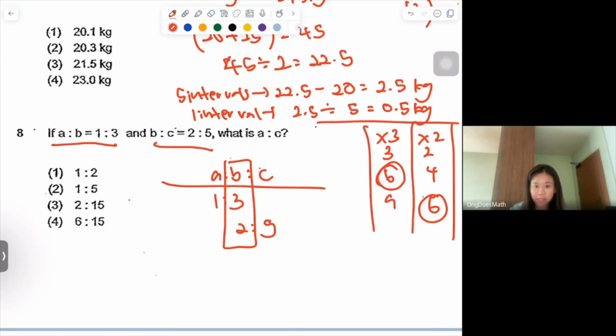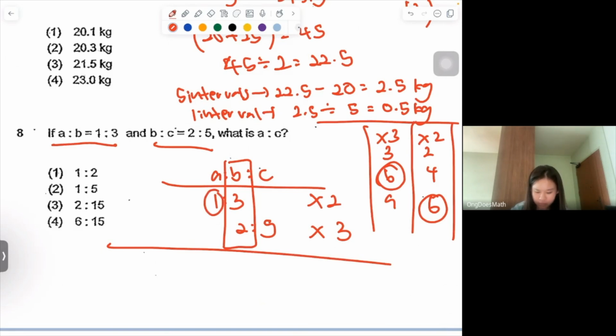So we have to make B to be 6. So here, the whole row will times 2. For the second row, the whole row I will multiply it by 3. So what is 1 times 2? You get 2. What is 3 times 2? You get 6. So for second row, 2 times 3 will also give you 6. But now what is 5 times 3? You're right, it gives you 15. So now we have the full ratio.